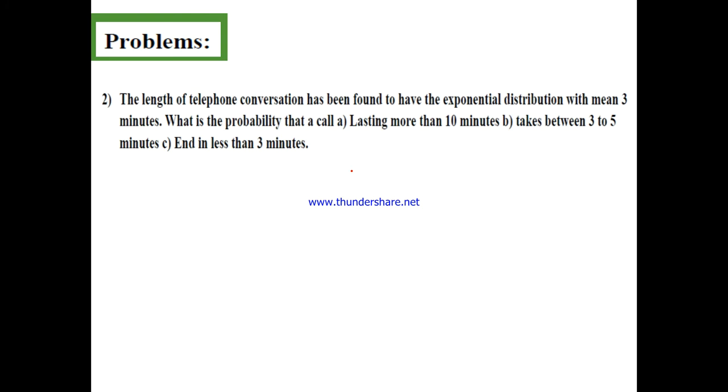This is the second problem taken from the notes. The question goes like this. The length of a telephone conversation has been found to have an exponential distribution with mean 3 minutes. What is the probability that a call, first subdivision, lasts more than 10 minutes, second subdivision, takes between 3 to 5 minutes, third subdivision, ends in less than 3 minutes.